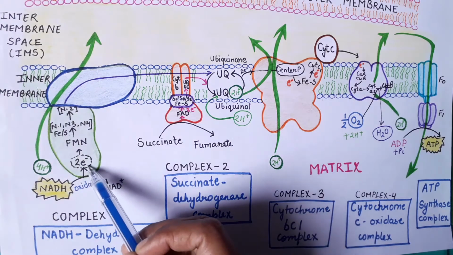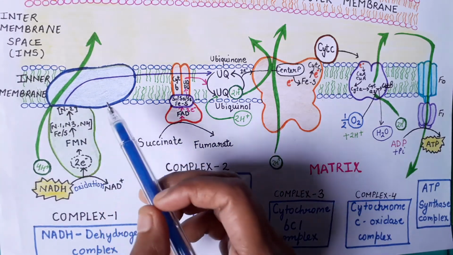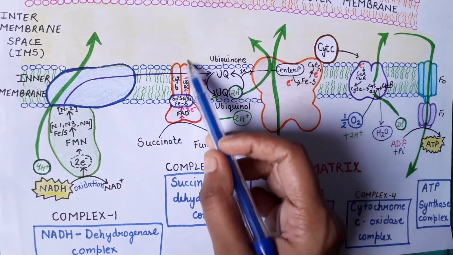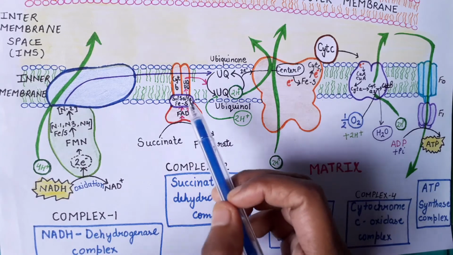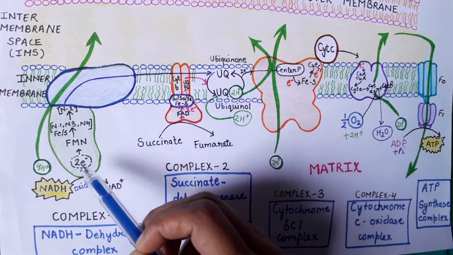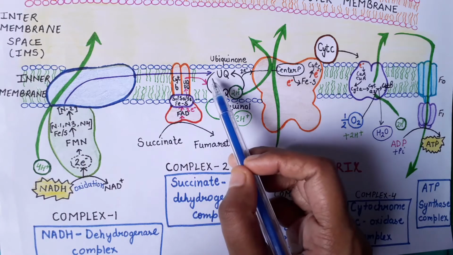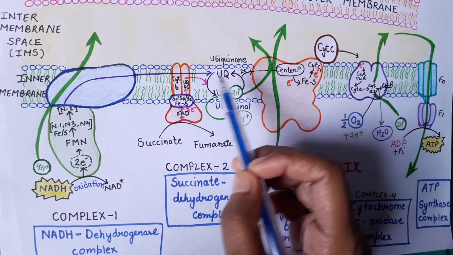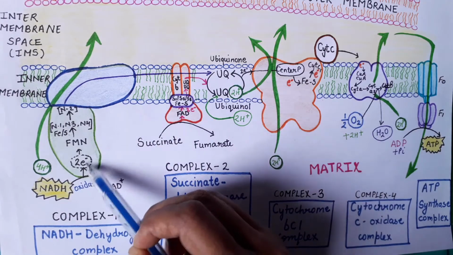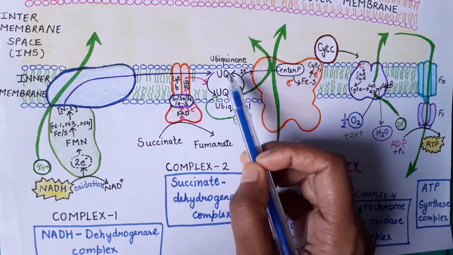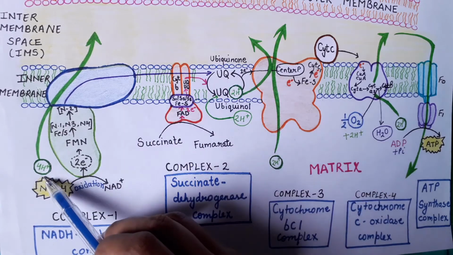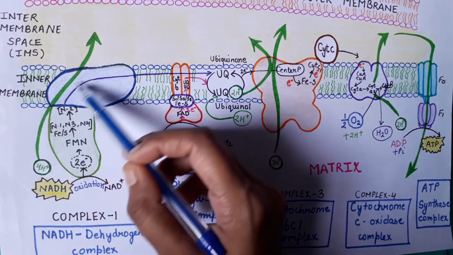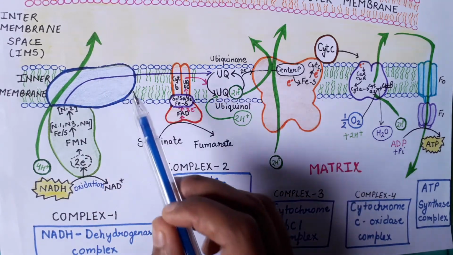Then these 2 electrons from the iron sulfur centers are directly transferred to the ubiquinone. These are not transferred to complex 2. You have to clearly focus on the fact that the 2 electrons are directly transferred to the ubiquinone. Okay. After that, as soon as these 2 electrons are transferred to the ubiquinone, 4 protons from the matrix are pumped outside into the intermembrane space.